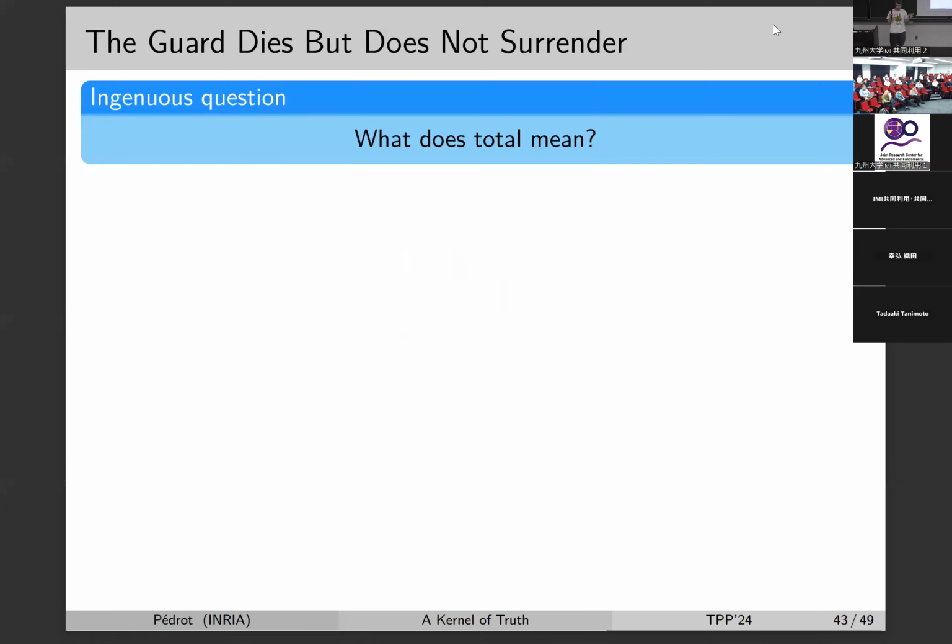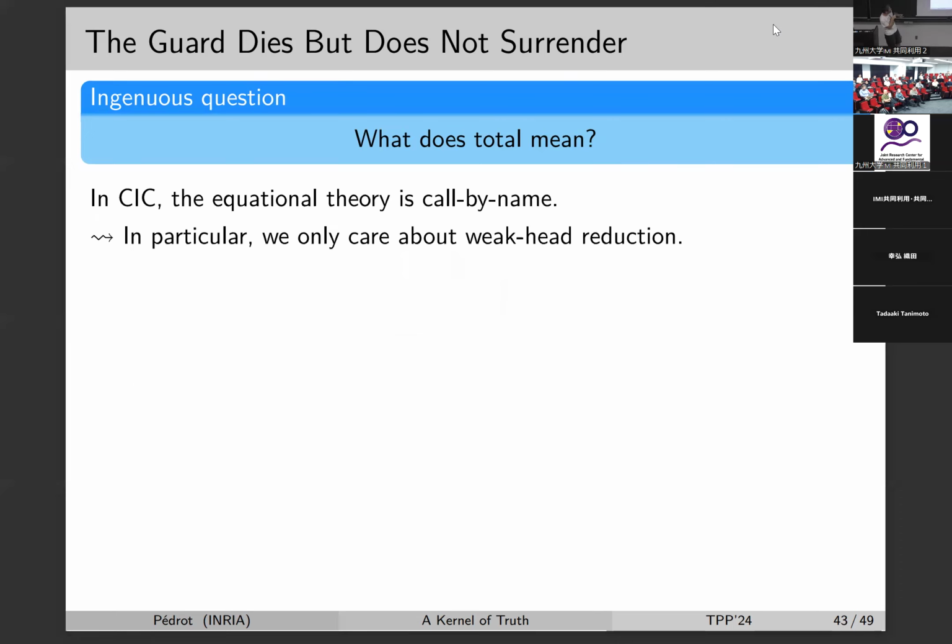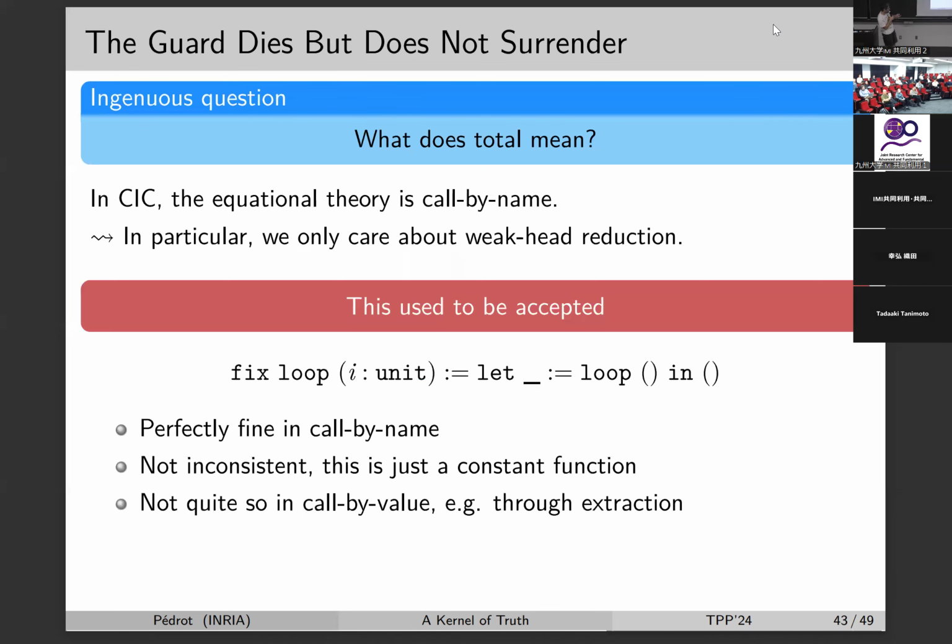Okay, so first, what does total mean? We're saying you want your functions to be total. Let me give you an example. CIC has what is called a call by name equational theory, right? So the only thing that is really important in CIC is weak head reduction. So please have a look at this function. This is a fixed point, right?